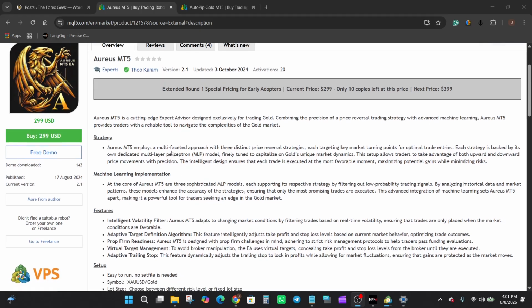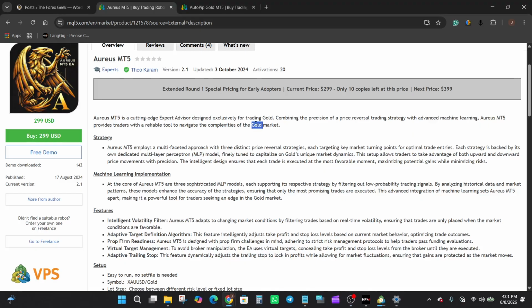Right away, the key point here is that Aureus MT5 is built specifically for trading gold, which is XAUUSD. So instead of being a multi-currency system, it's focused on a single instrument, which usually means the strategy is highly specialized around that market behavior.